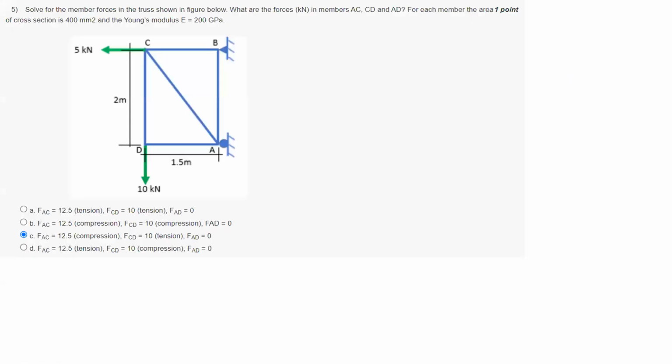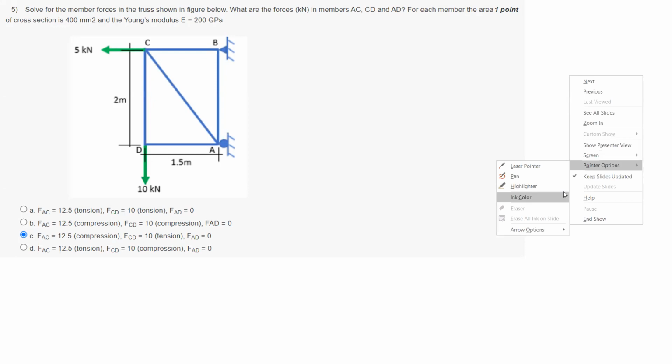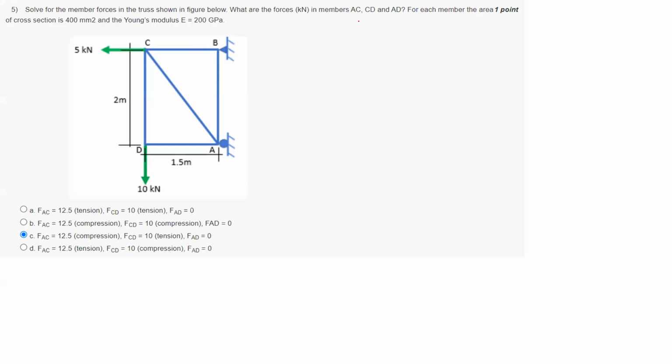Good evening. This is the second part of the NPTEL assignment. We are given: solve for the member forces in the truss shown in the figure below. So we require the forces in which members? We have AC, CD and AD.